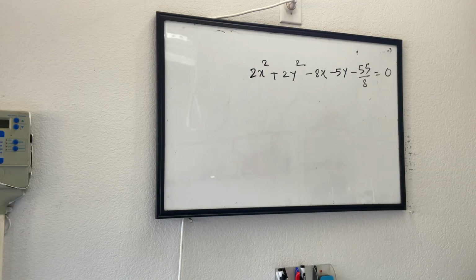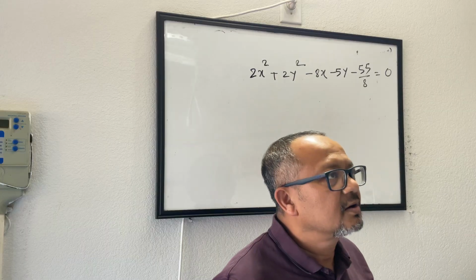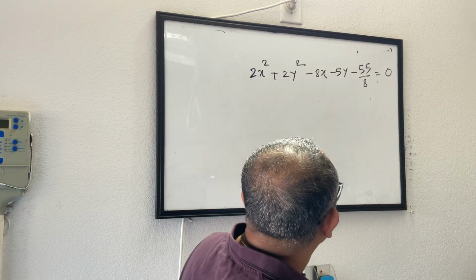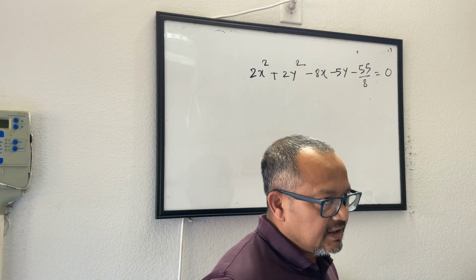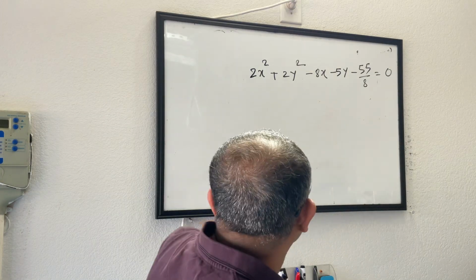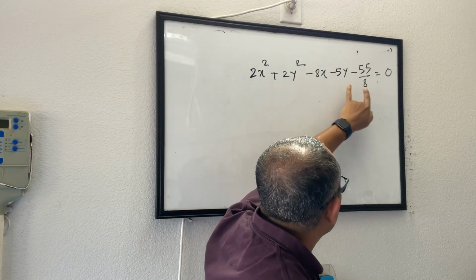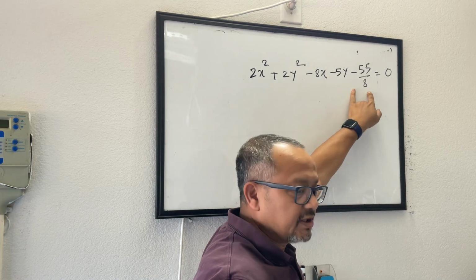You could combine all the like terms. I'm sorry beta? You could combine the like terms. Okay. But you have to find out the diameter of this. So if you combine the like terms, see, this is x squared, this is y squared, this is x, this is y, and this is a constant. How do we do it?